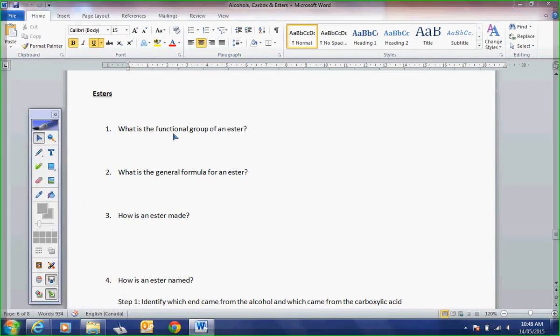Okay, so what is the functional group of an ester and what is the general formula of an ester? I don't really know what I meant when I typed that because they're kind of the same thing. So we'll just put one answer down for both things. You have to have this C double bond O in the middle, part of which came from the carboxylic acid and part of which came from the alcohol. And then here's that R group for the alcohol.